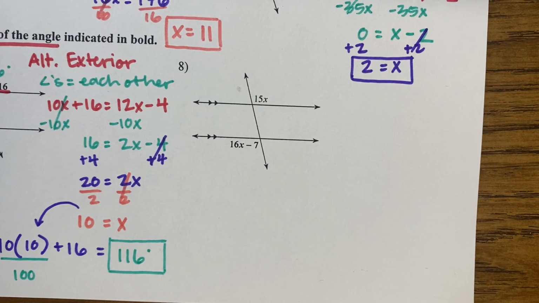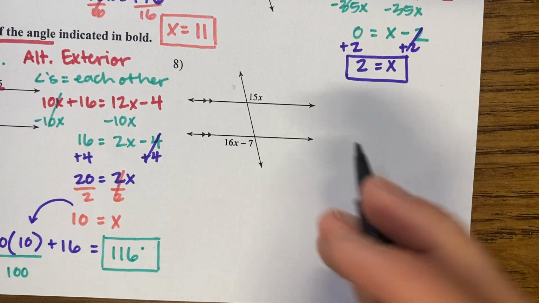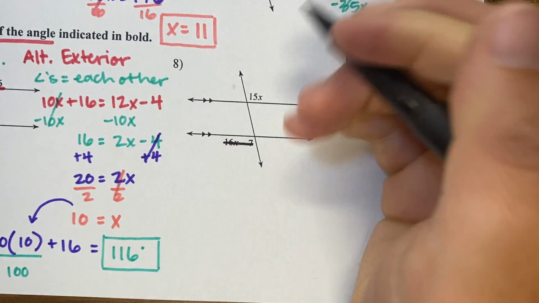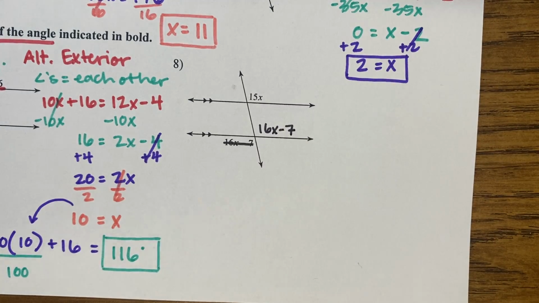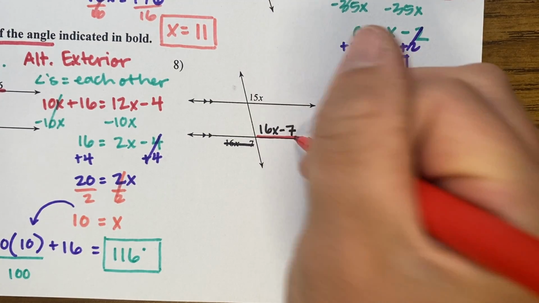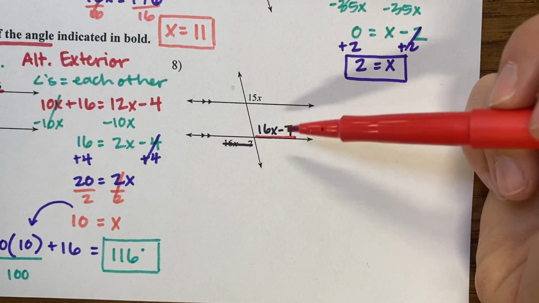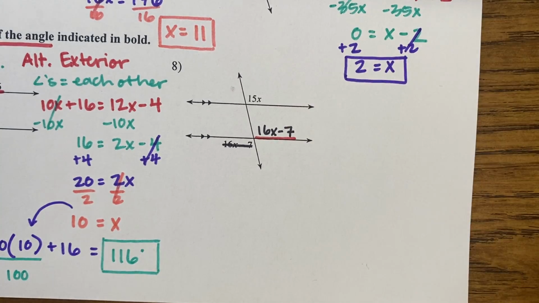All right, let's do the same thing for number 8. The only thing I want to do here, just to review a different relationship, is I'm going to move our angle in bold, 16x minus 7, from there to there. It's still our angle in bold, so we're trying to find the angle of that one right there. Now that I've moved it, what relationship is this? We've already talked about it once, but I just want to talk about it again.